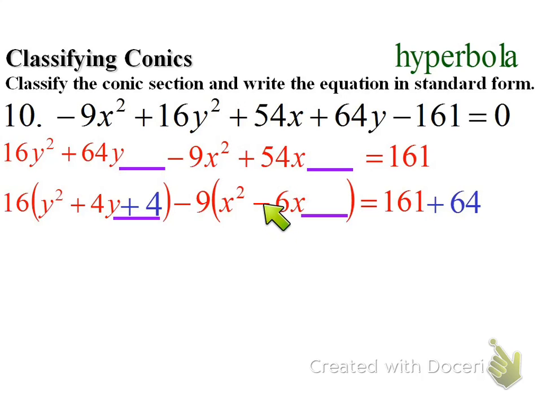Over here, -6 divided by 2 is? -3, and -3 squared is? +9. So on the left, inside parentheses, I'm going to add 9. What am I actually adding, though? -81. So in order to keep them balanced, if you add a -81 to your left side, you have to subtract 81 from the right side.